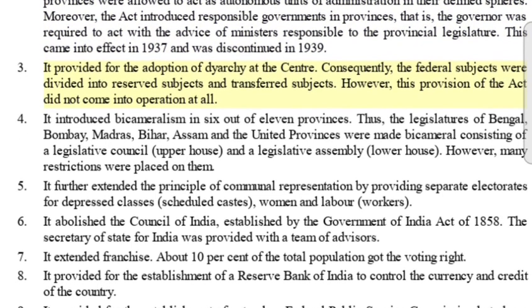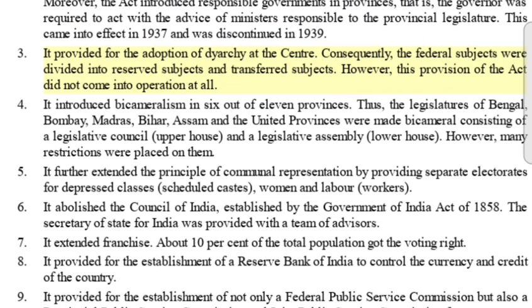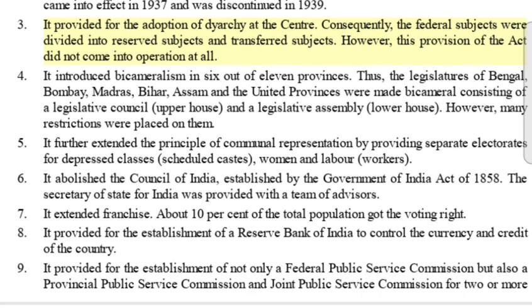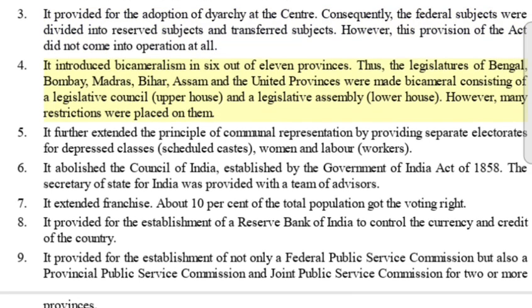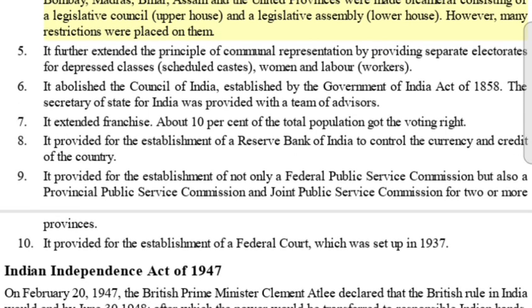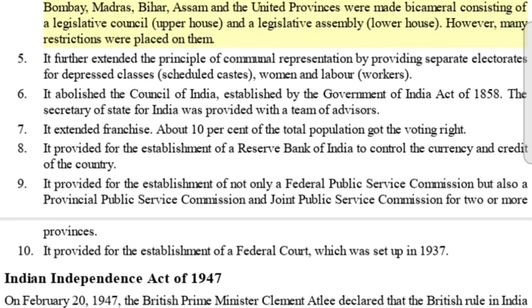3. It provided for the adoption of diarchy at the centre. Consequently, the federal subjects were divided into reserved subjects and transferred subjects. However, this provision of the Act did not come into operation at all. 4. It introduced bicameralism in 6 out of 11 provinces. Thus, the legislatures of Bengal, Bombay, Madras, Bihar, Assam and the United Provinces were made bicameral, consisting of a Legislative Council (upper house) and a Legislative Assembly (lower house). However, many restrictions were placed on them.